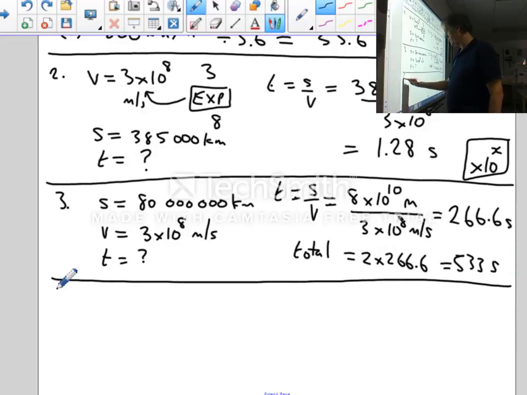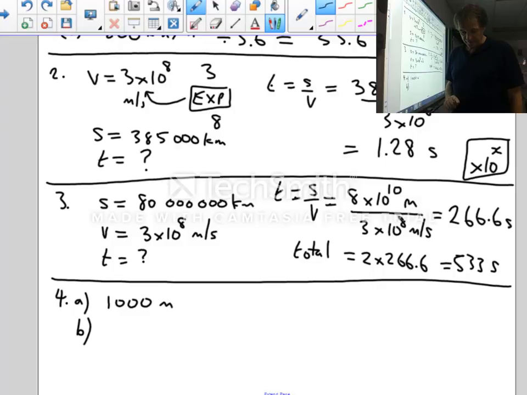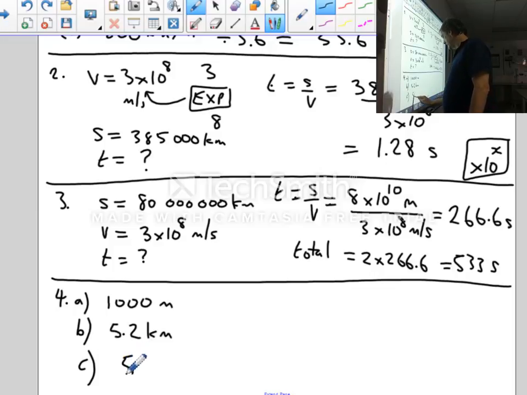Question 4. If we look at these fairly quickly then, you're looking at going from 1 kilometre to metres, so you times by 1,000. So 1 kilometre would be 1,000 metres. Part B, we're looking at doing 5,200 metres into kilometres. So metres to kilometres you need to divide by 1,000, which gives you 5.2 kilometres. Part C, we're doing 530 centimetres into metres. So centimetres to metres you need to divide by 100 because there's 100 centimetres in a metre. So that'll be 5.30 metres.